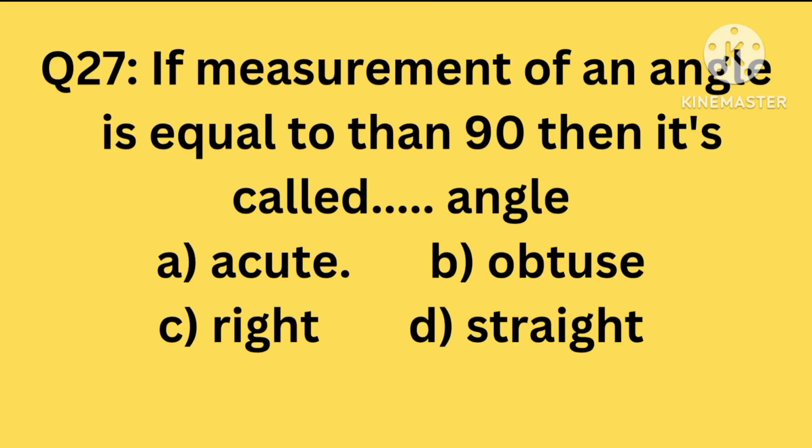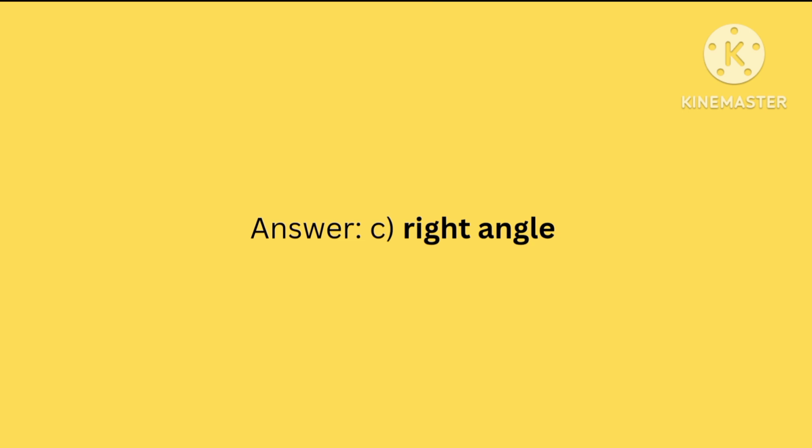Question number 27. If the measurement of an angle is equal to 90 degrees, then it is called a dash angle: acute, obtuse, right or straight angle. By the definition of right angle, an angle whose measure is exactly 90 degrees is called a right angle. So the correct answer is right angle.